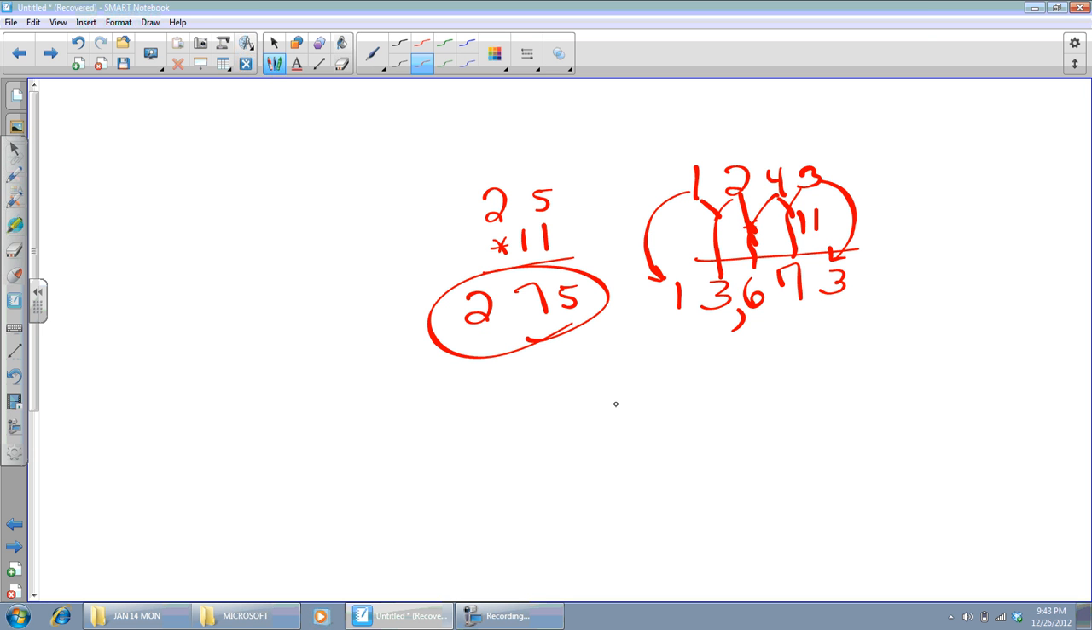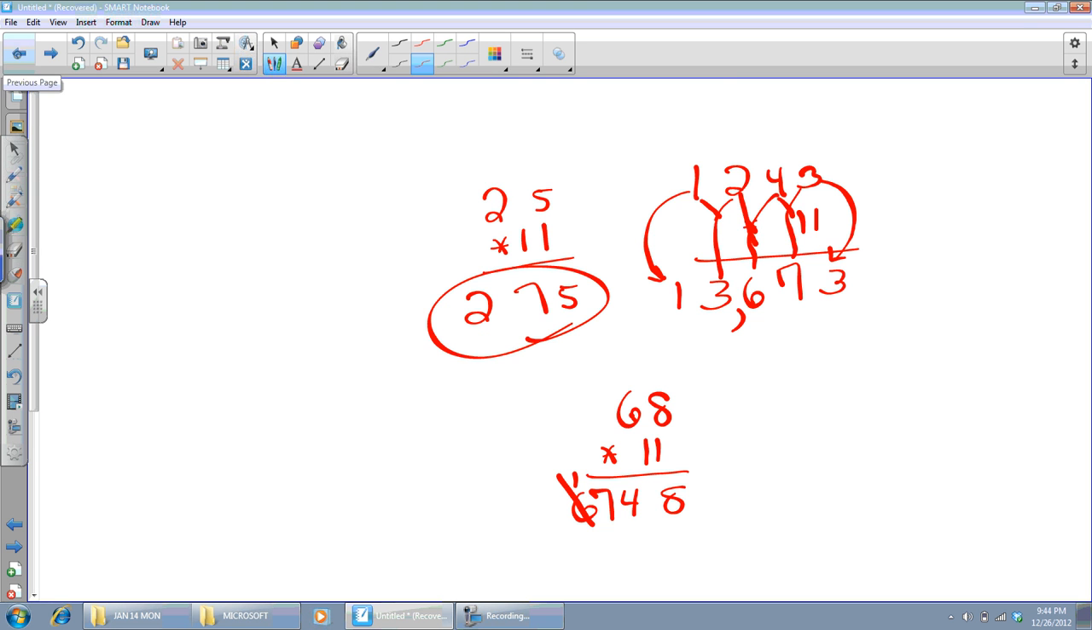Now you do have to be careful, because if you have something like, say, 68 times 11, well, you're going to get an 8 there, and I'll put the 6 there temporarily, but 6 plus 8 is 14. I put the 4 down, but I got to carry the 1, so it's really a 748, not a 648. Okay, so you got to watch for carrying.